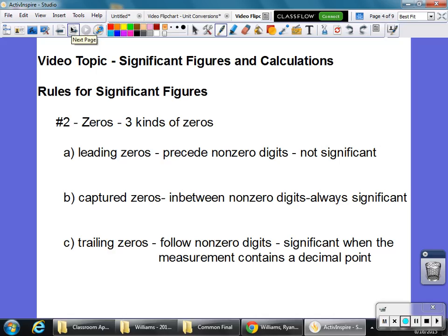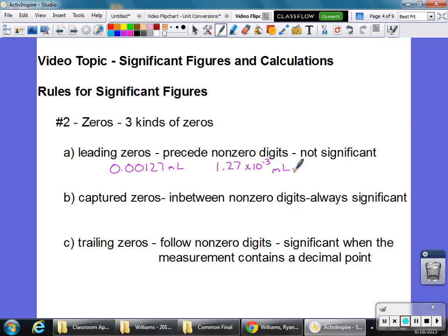The big rule is rule number 2, which deals with zeros, and there are a couple of parts to zeros because there's 3 kinds of zeros. First, there are leading zeros in a measurement, and the leading zeros will precede the non-zero digits. They're not considered significant. For example, if we took 0.00127 milliliters, those zeros are not in the measurement itself. If we wrote that in scientific notation, you would write 1.27 times 10 to the minus third milliliters, and those zeros go away.